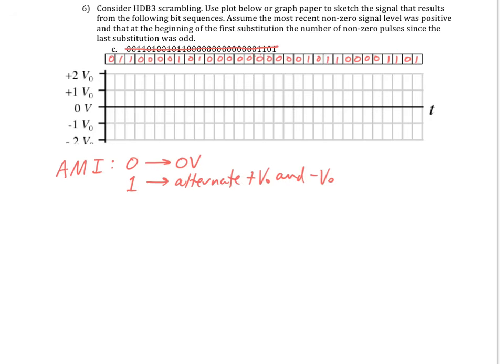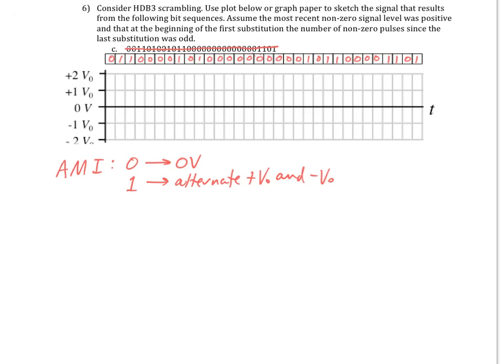Okay, so with AMI encoding, the problem is that long strings of 0s give us a flatline voltage, which causes problems when we're trying to synchronize our receiver and our transmitter. And so this HDB3 scrambling takes strings of zeros and replaces them with a pattern that is recognized by the receiver so that it can remove those.